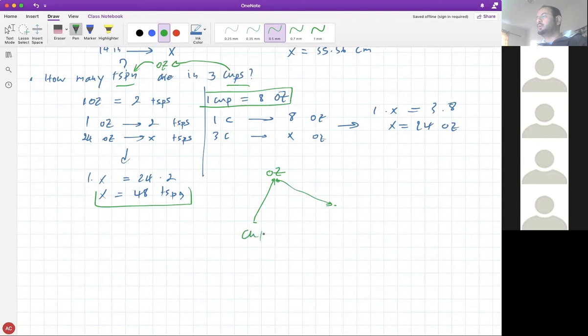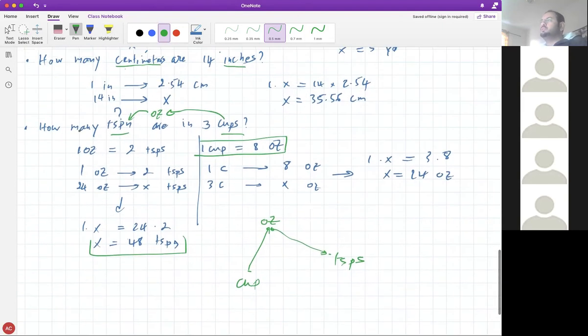So we had cups and we had tablespoons here. We couldn't go directly, we didn't have a formula, but we turned whatever cups we have into ounces, and then we turned whatever ounces we had into tablespoons. That's exactly what we did here. So sometimes you may have to do that if there is no direct formula.